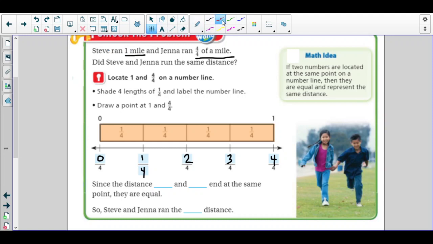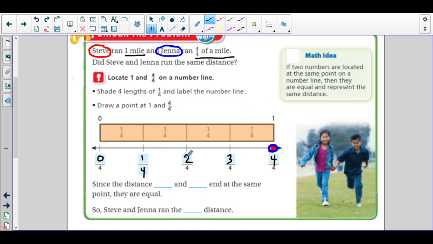So for Steve, I'll put him in red. So Steve ran 1 mile. Well, here's 0, there's 1. So he's right there. All right. And Jenna, we'll put Jenna in blue, ran 4/4 of a mile. Well, 4/4 is right there. They're in the same place.